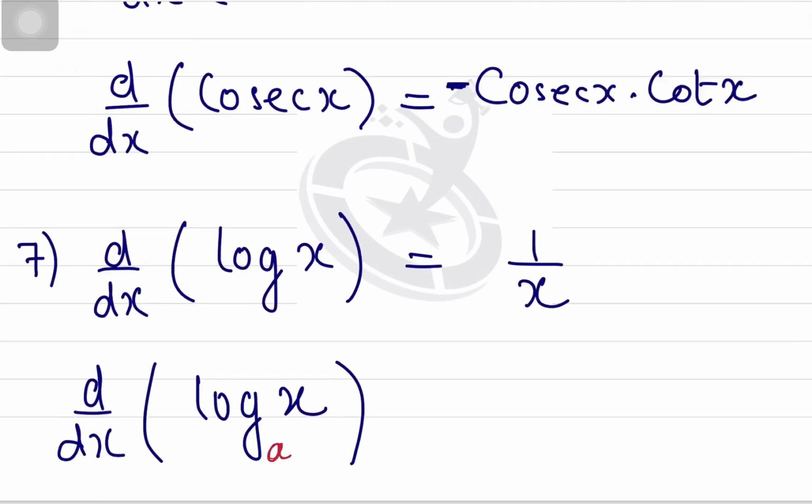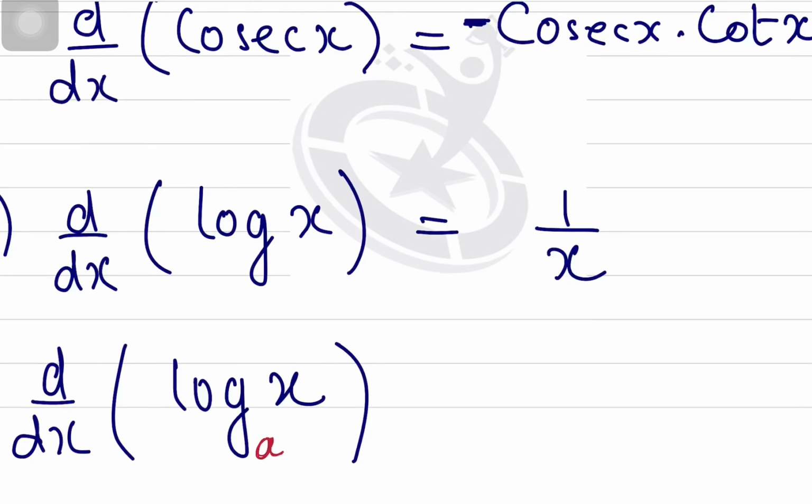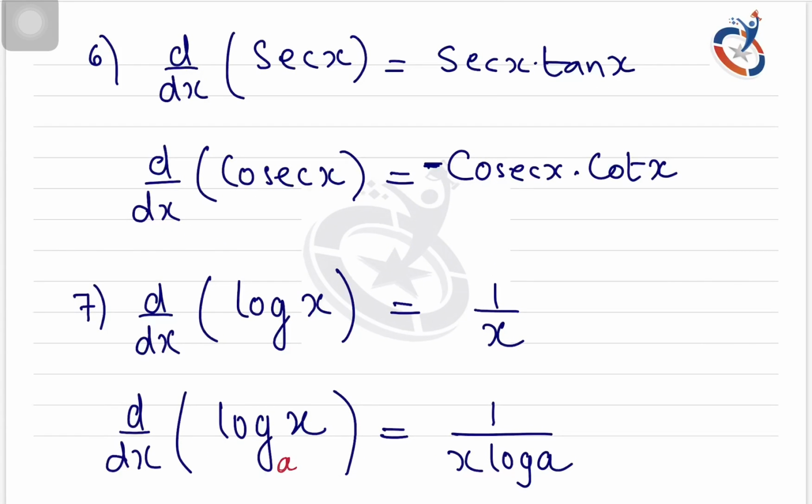But if the base is not e, suppose some other number is given, or suppose they give you a or 10 as the base, then you write the formula as 1 upon x log a. So the derivative of log x is 1 by x, and if you have some other base, then it's going to be 1 upon x log a if the base is a.